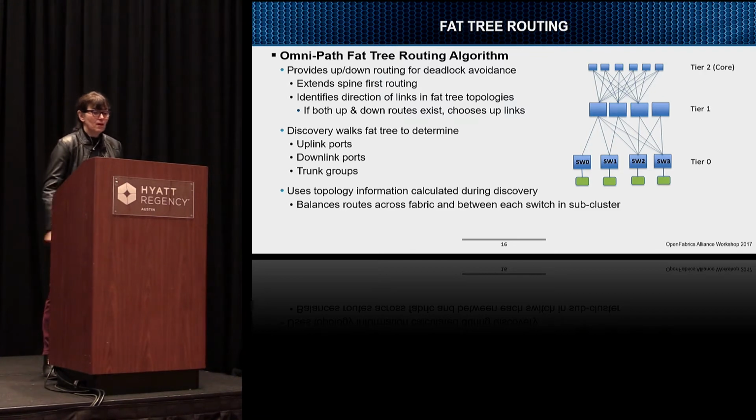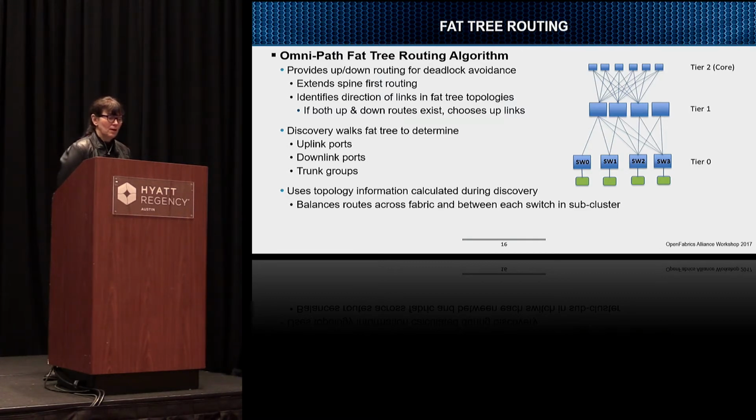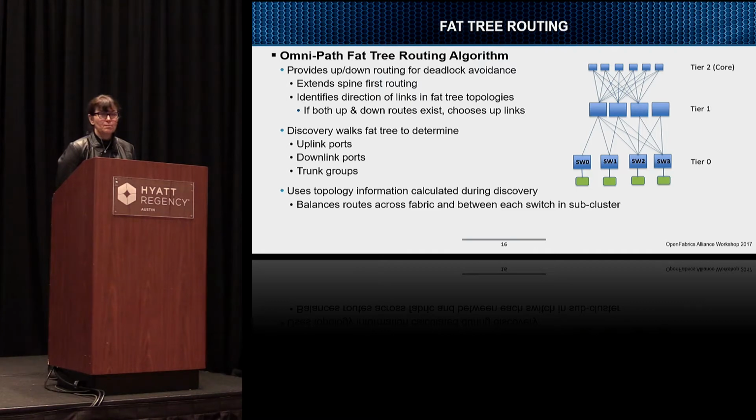We've extended this to another algorithm called fat tree up-down routing. With fat tree routing, we provide deadlock avoidance by always routing up. And this is done by using topology data, figuring that out during discovery. For instance, if you know your uplinks and your downlinks, you can always route up in the case where there is both up and down routes. This algorithm also calculates trunk groups for some clustering type topologies to leverage more balanced routing on the setup.